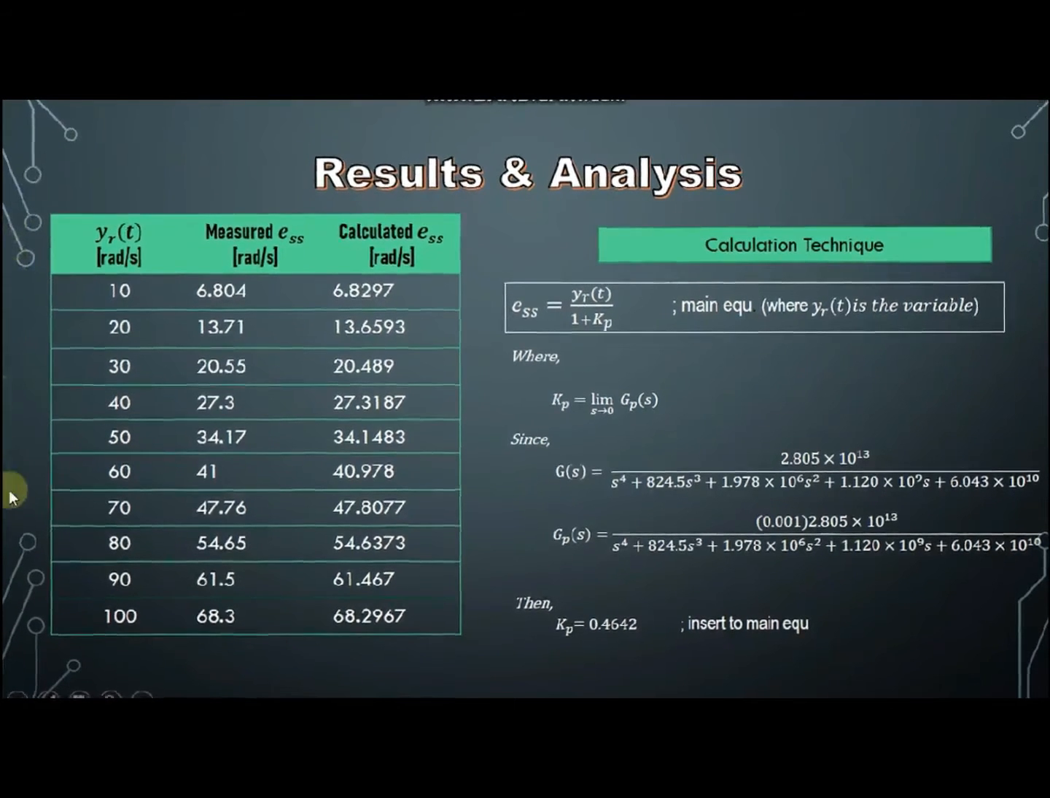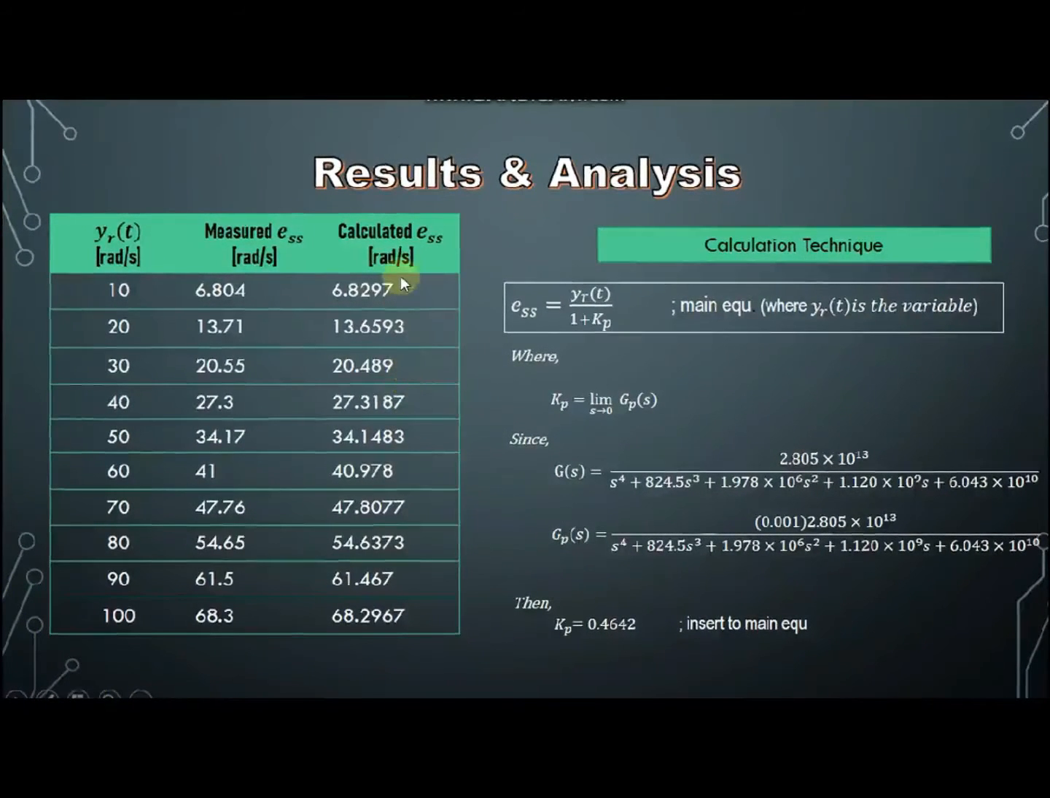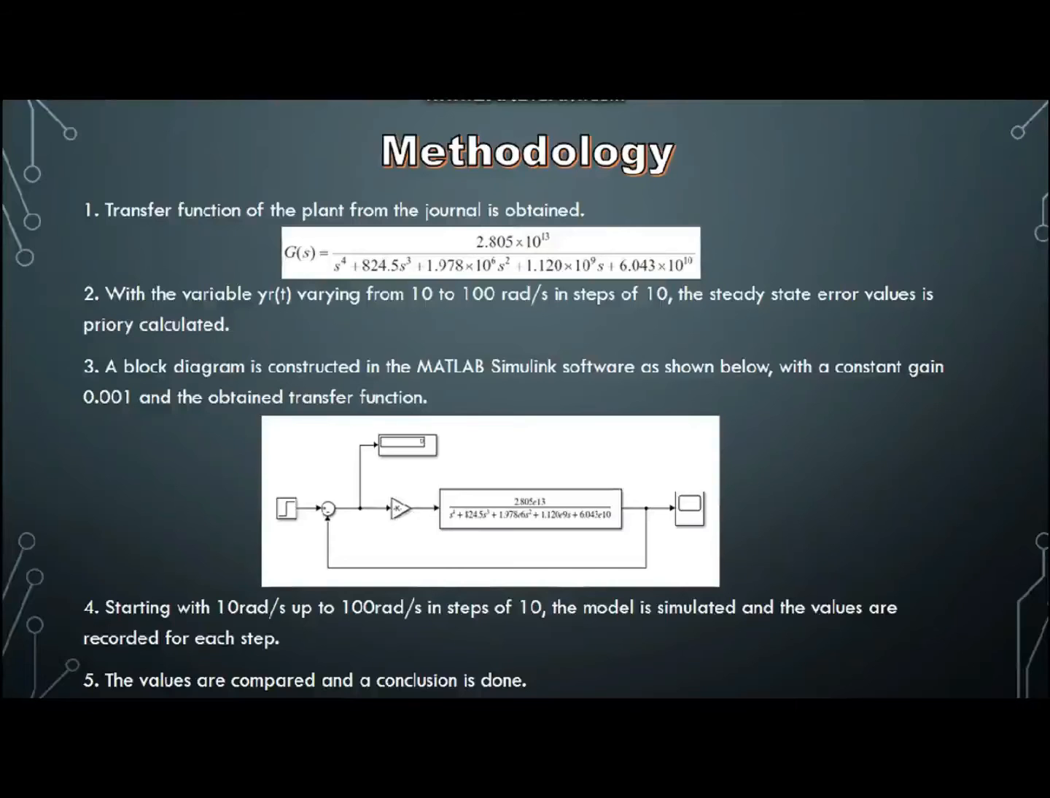As you can see in this table, we have the values of the steady state error, both our calculated and our measured values, with our varying reference signal of 10 up to 100 and a constant gain value of 0.001. We obtained our measured values from the simulation as shown before, and for our calculated values, we obtained them through this equation. This equation is based on our observation of the block diagram being a unity feedback system.